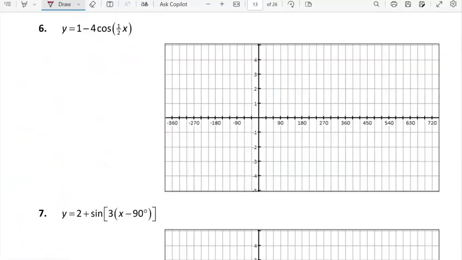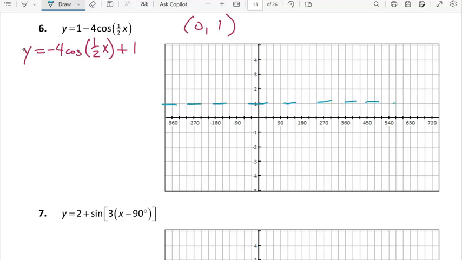In number 6, you may want to rewrite this first as negative 4 times the cosine of 1/2 times x, plus 1. So our new origin approach, the new origin is 0, 1, because I don't have a phase shift or a horizontal translation, but I do have a vertical translation. So that means our new x-axis is up 1, and our new y-axis is where the old y-axis was. Now I'm going to graph the related function, which is y equals negative 4 times the cosine of 1/2 times x.